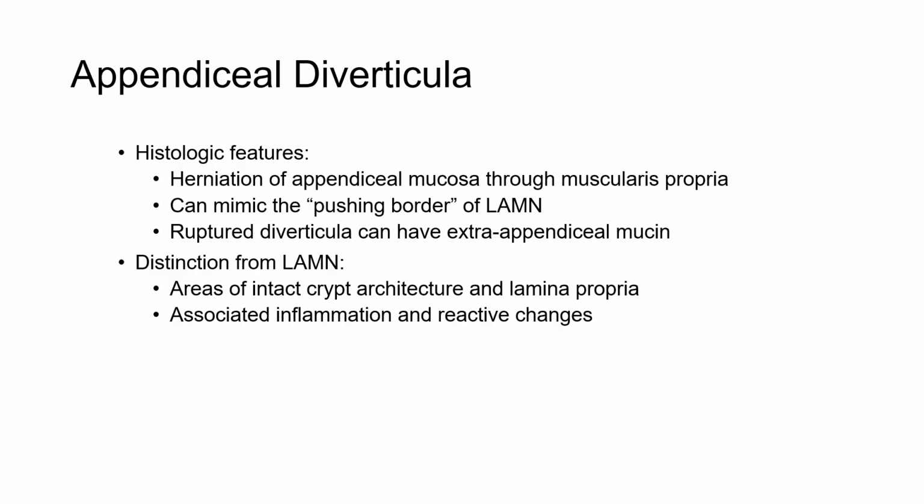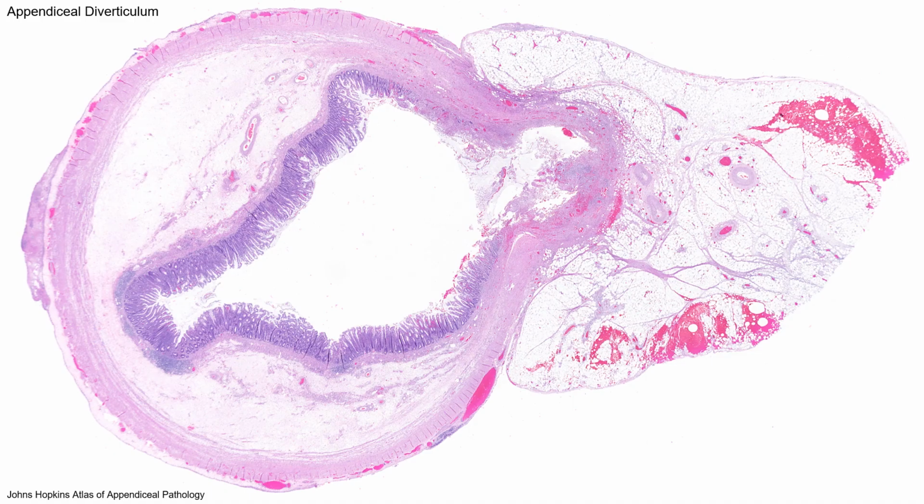Appendiceal diverticula are another important potential mimic to recognize, and these are characterized by herniation of the appendiceal mucosa through the muscularis propria, which can mimic the pushing border of a LAMN. We can also end up with extra-appendiceal mucin in the setting of a ruptured diverticulum. These can be distinguished from LAMN again by areas of intact crypt architecture and lamina propria and associated inflammation and reactive changes, but again we want to submit the entire appendix to exclude a LAMN.